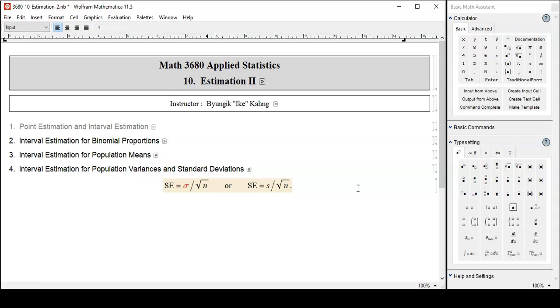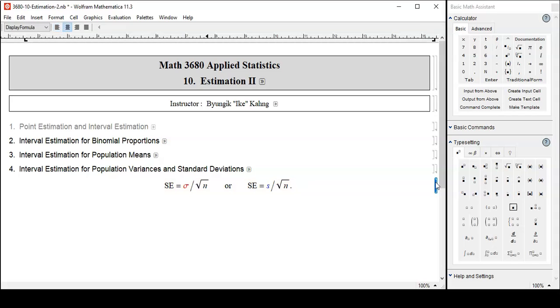But most of the time, you don't know the population standard deviation, nor the population mean. What do you do then? We replace sigma by S, which is the sample standard deviation. Will it still work? If the sample size n is sufficiently large, yes it will. Again, the same reason, the central limit theorem.